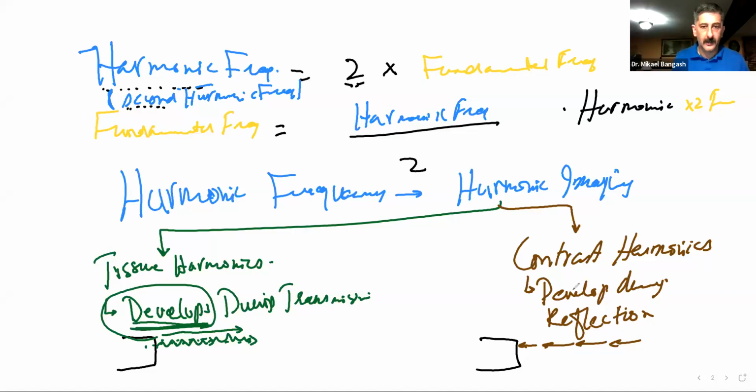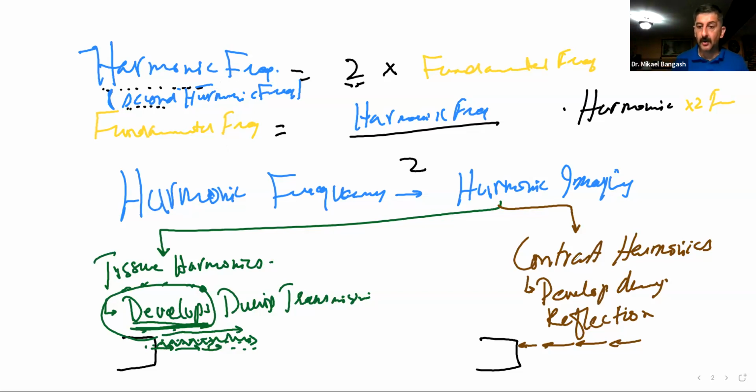So this development is mainly what our main discussion will be about. The tissue harmonics is going to develop during the transmission. What is the transmission? As the sound wave leaves the transducer and travels through the tissues. That's where the tissue harmonics form, and the tissue harmonic image is produced.